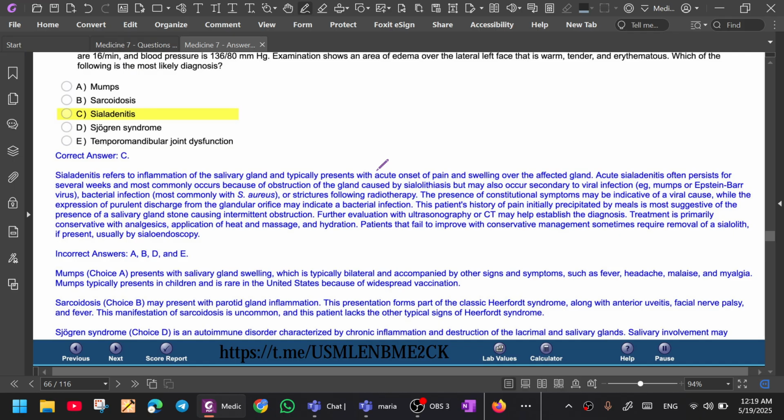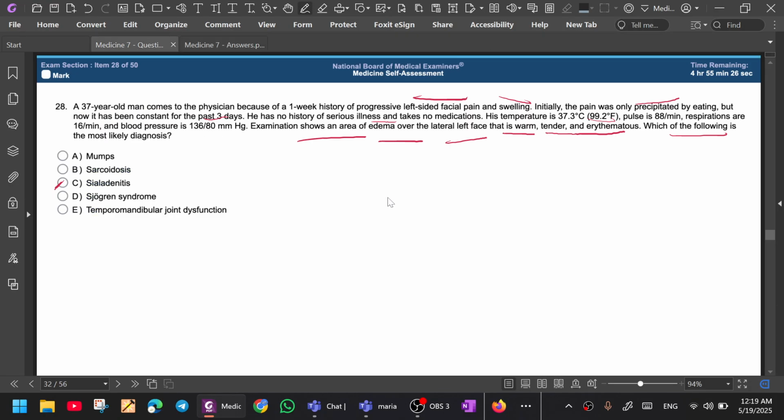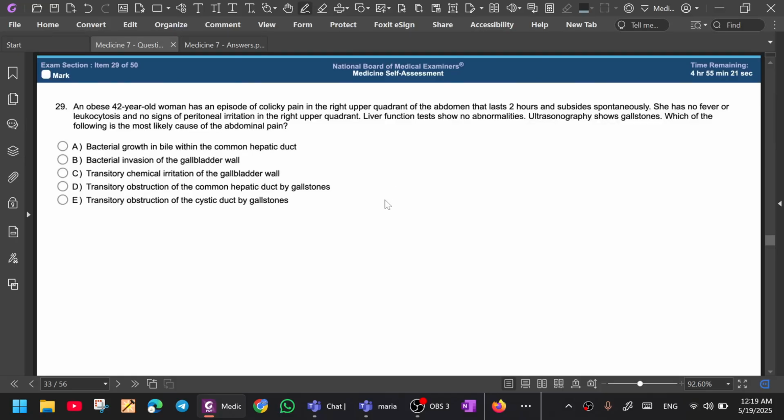Next. An obese 42-year-old woman has an episode of colicky pain in the right upper quadrant of the abdomen that lasts about 2 hours and subsides spontaneously. She has no fever or leukocytosis, and no signs of peritoneal irritation in the right upper quadrant. Liver function tests are normal. Ultrasound shows gallstones. Which of the following is the most likely cause of the abdominal pain?